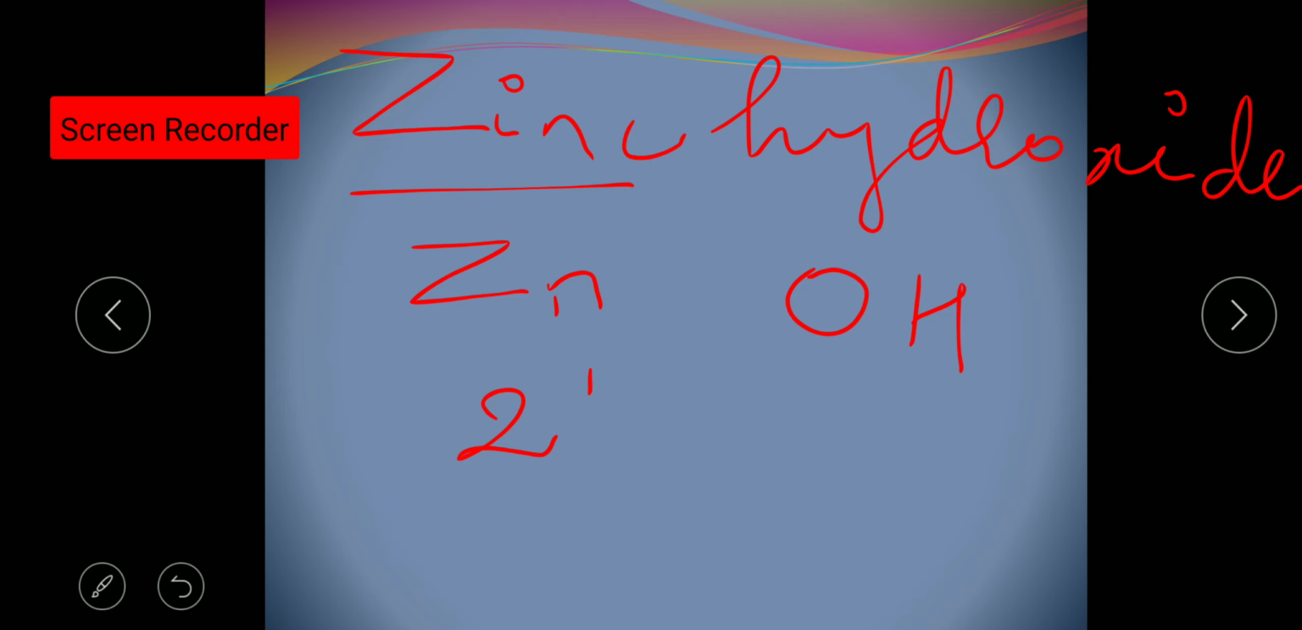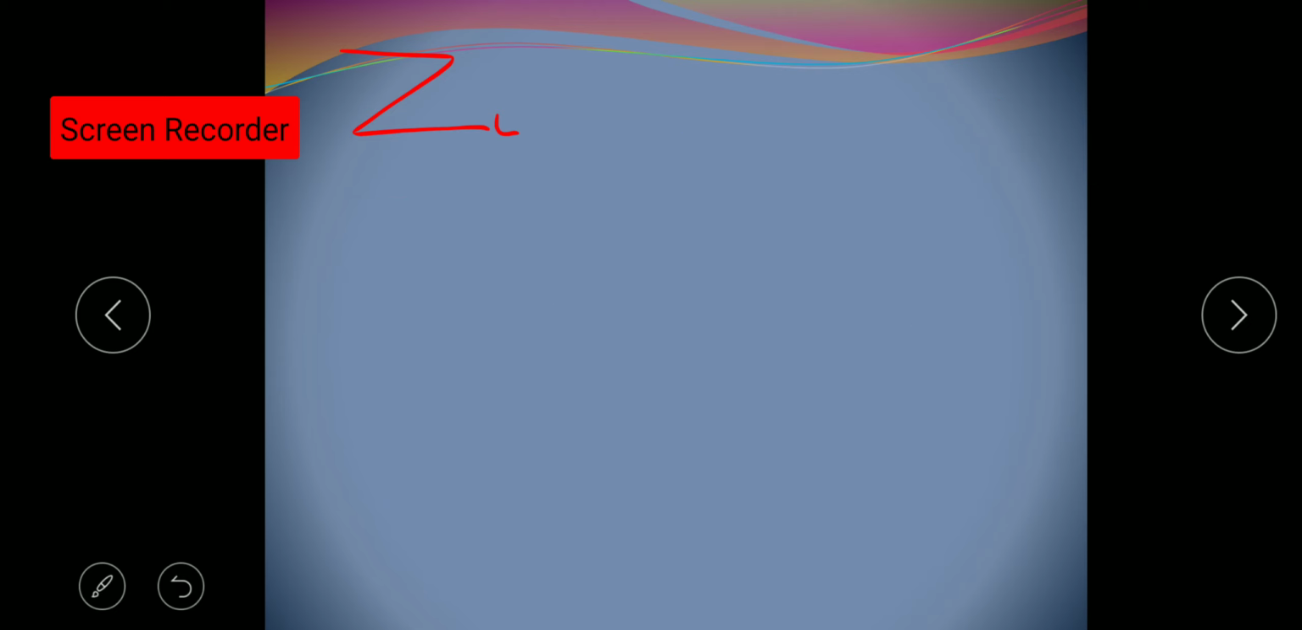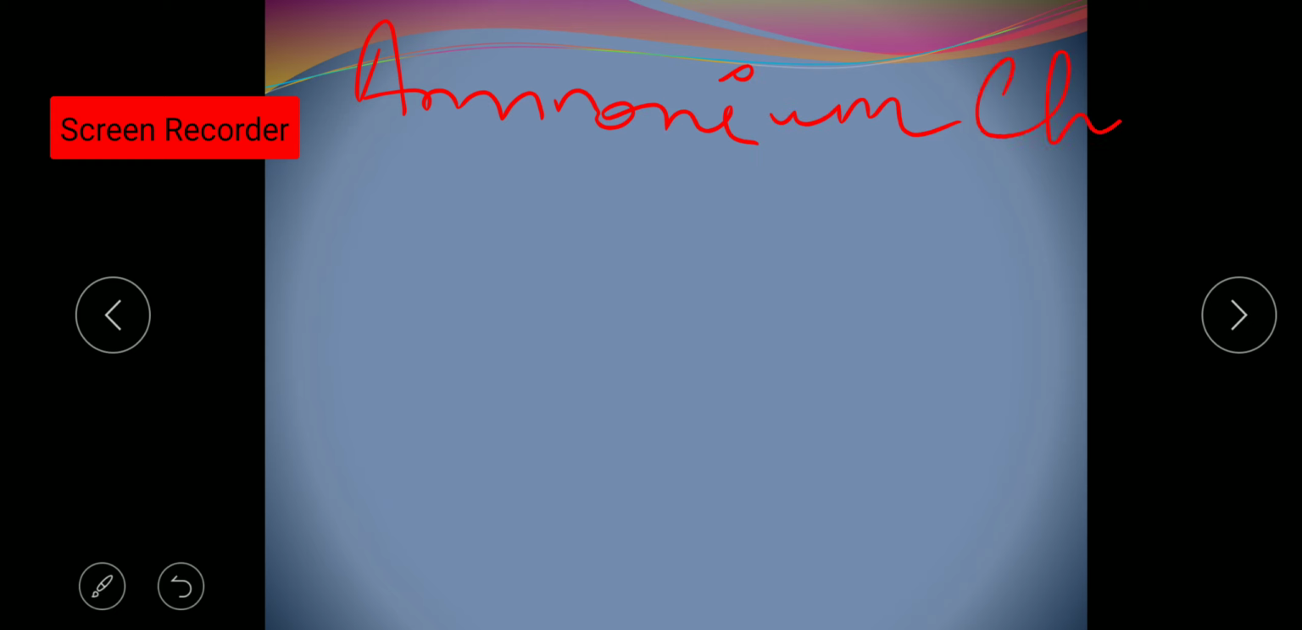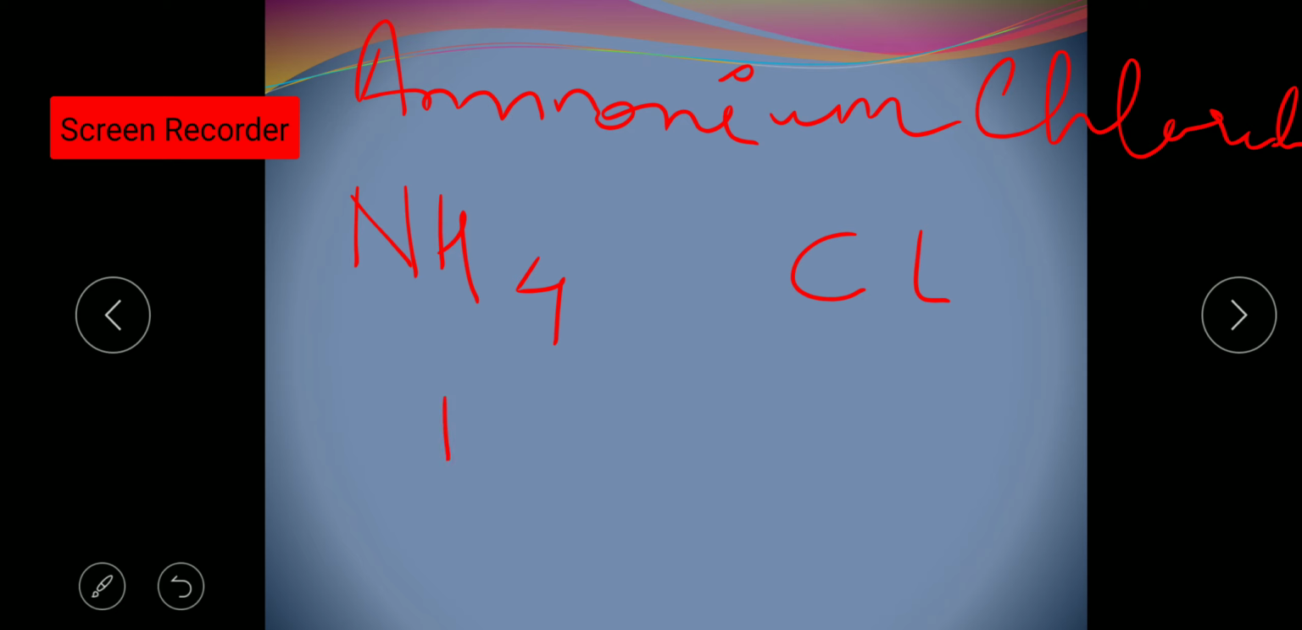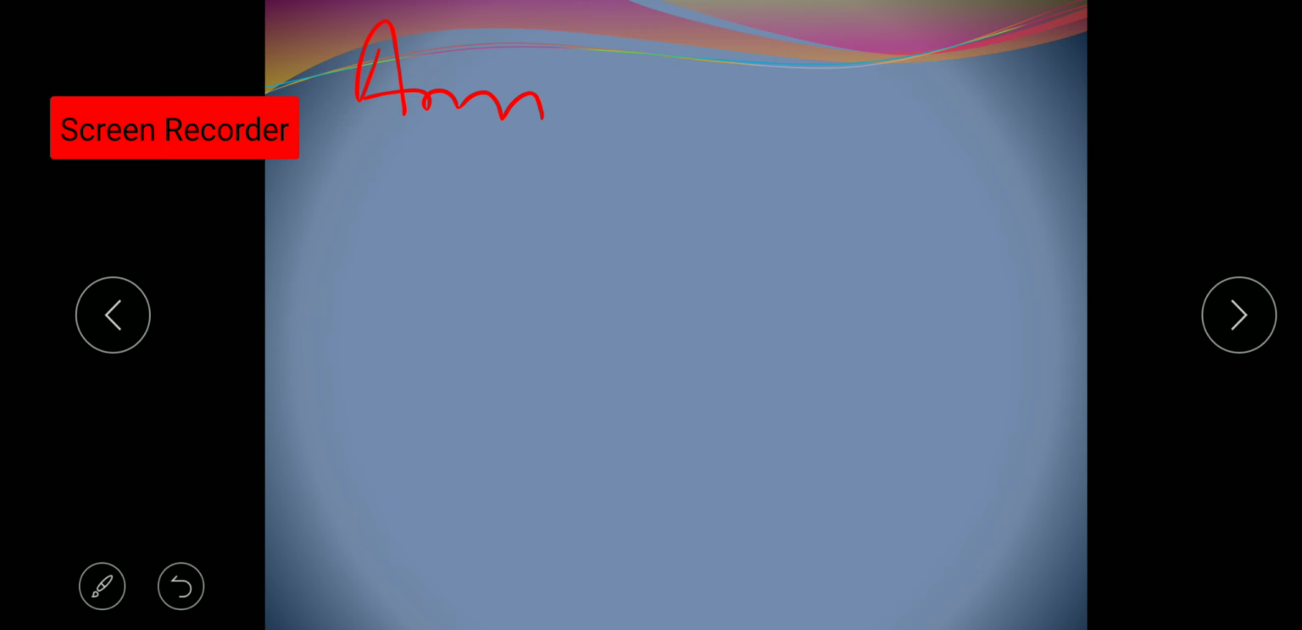Okay. Now we have to see another compound, and that is ammonium carbonate. That is also related to radicals. So here both the acid radical and the basic radical are there. So ammonium chloride, okay, ammonium's formula will be NH4 and chloride Cl. What is the valency of ammonium? 1. It is carbonate, not chloride. Ammonium carbonate.